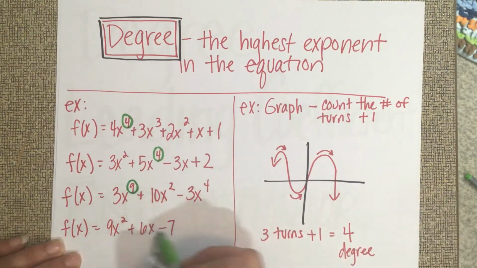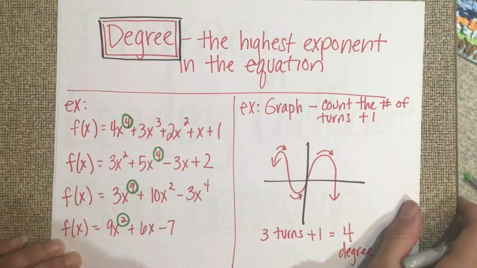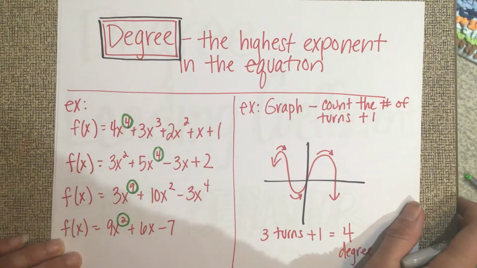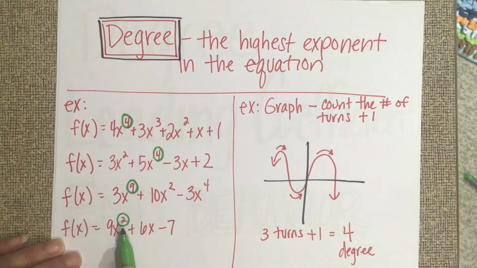And then finally, this one is our basic quadratic, right? So this would be 2, and that would tell you that it's a degree of 2. Remember that whatever the degree is, that's how many zeros or solutions that polynomial has. For example, we've been doing quadratics. We had 2 answers, or 2 times that it crosses the x-axis.